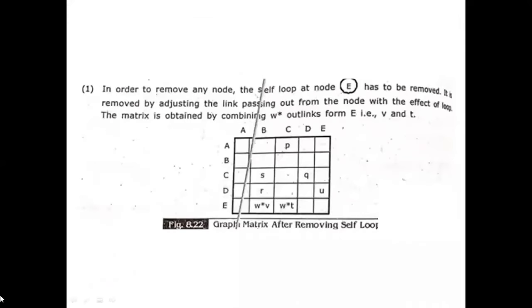Now, if I reduce this, in order to remove any node, the self loop at the node E has to be removed. It is removed by adjusting the link passing out from the node with the effect of loop. The matrix is obtained by combining the W asterisk, that means the outlinks from E.